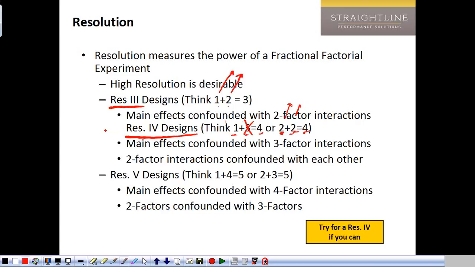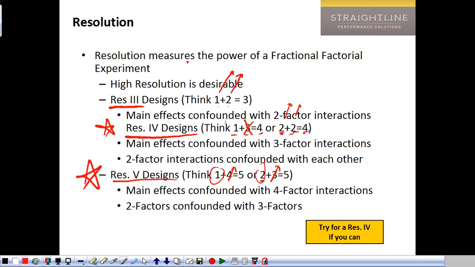Res 5s are really good. So 1 plus 4 is equal to 5, or 2 plus 3 is equal to 5. In this case, our main effects are confounded with four-factor interactions. No big deal there. And our two-factor interactions are confounded with threes. Not so bad either. So in this case, we're going to go with the ones and the twos. So Res 5s, good designs. Try to at least get a Res 4 if you can.